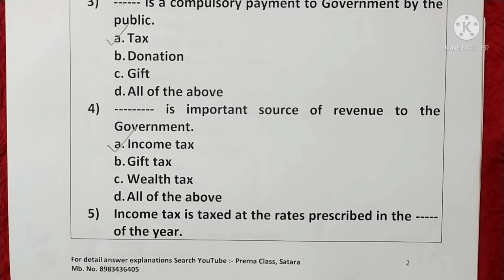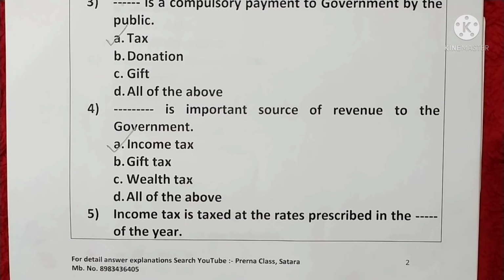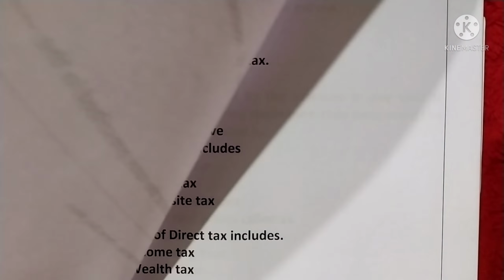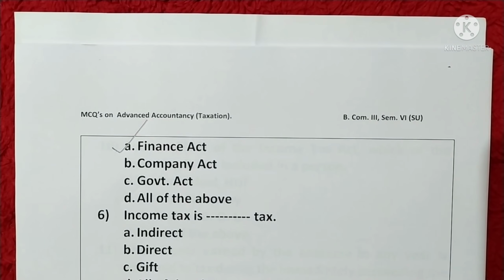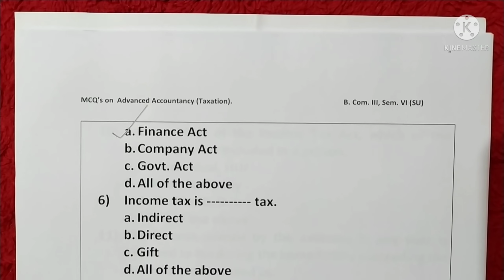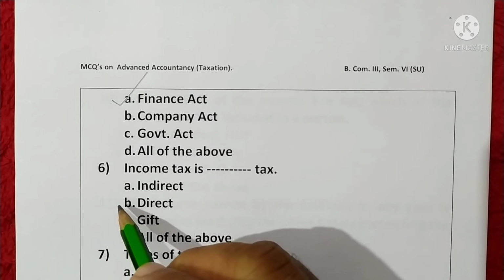Question 5. Income tax is taxed at the rate prescribed in the dash of the year. It is the Finance Act of the year. See in answers, Option A is correct. Question 6. Income tax is a dash tax. It is a direct tax. Option B is correct.